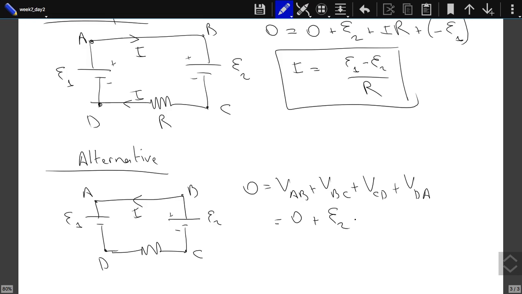So what is the potential drop across C and D? Okay, we know that the potential difference is I times R. So this is the potential difference across the resistor. Now the problem is with the sign. Which sign should we use?